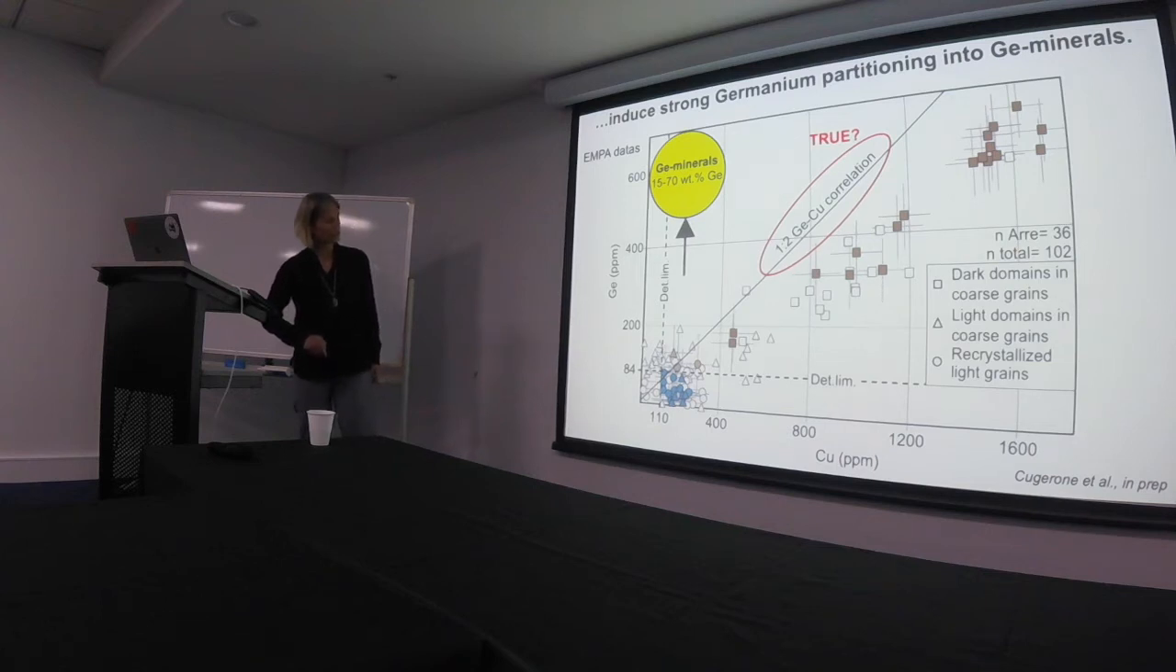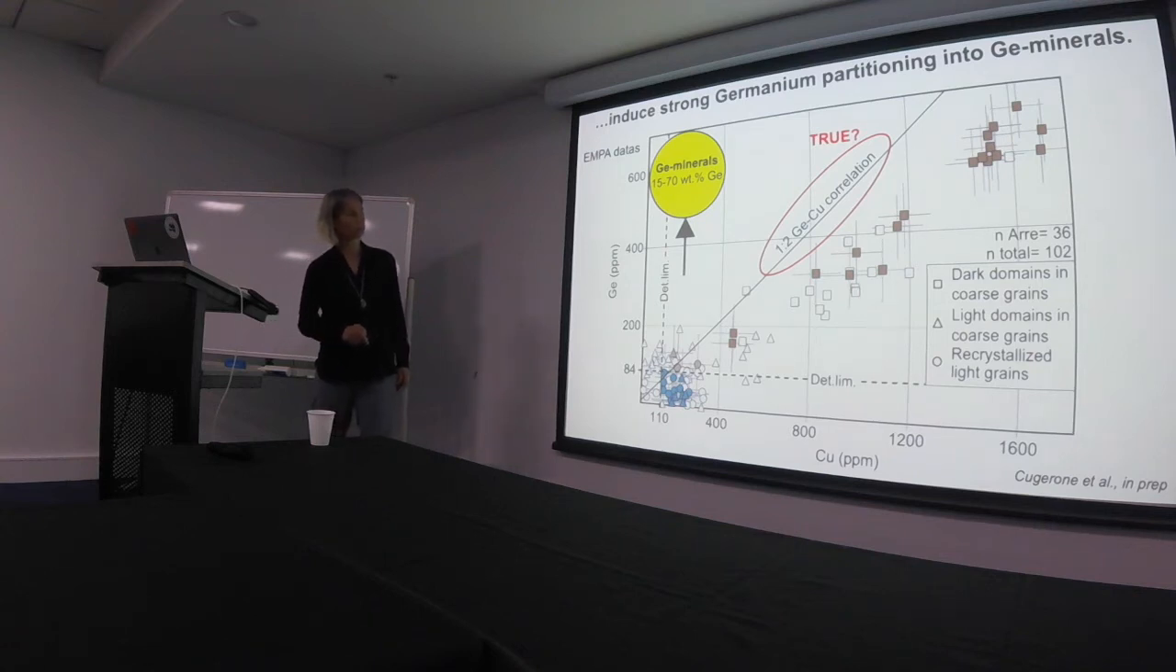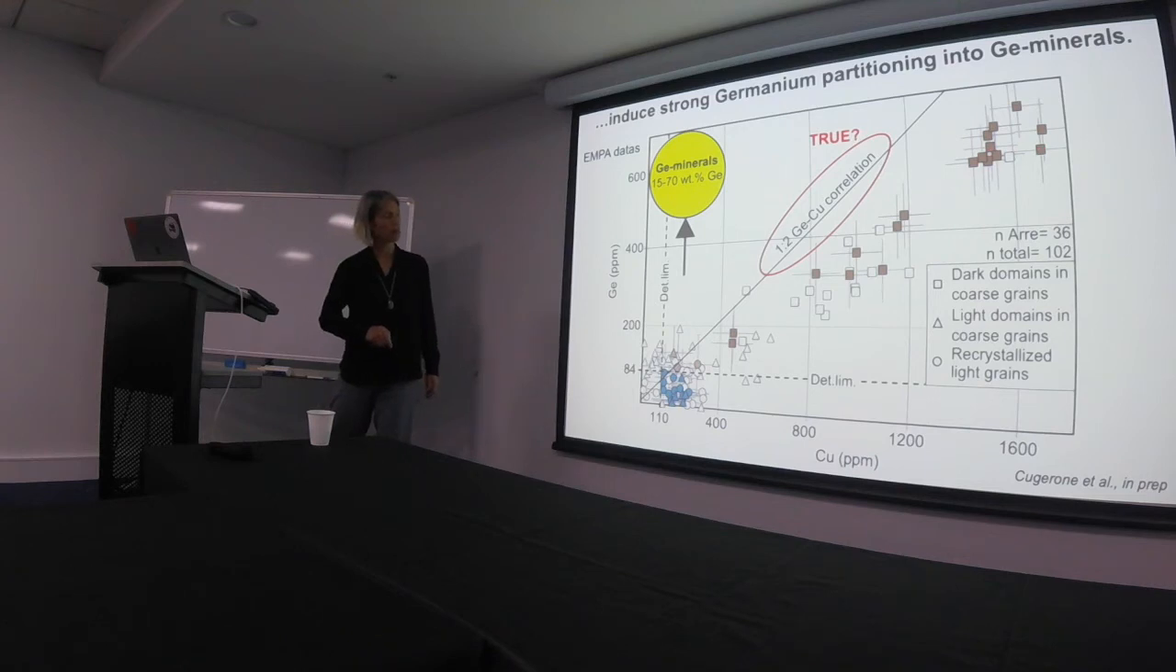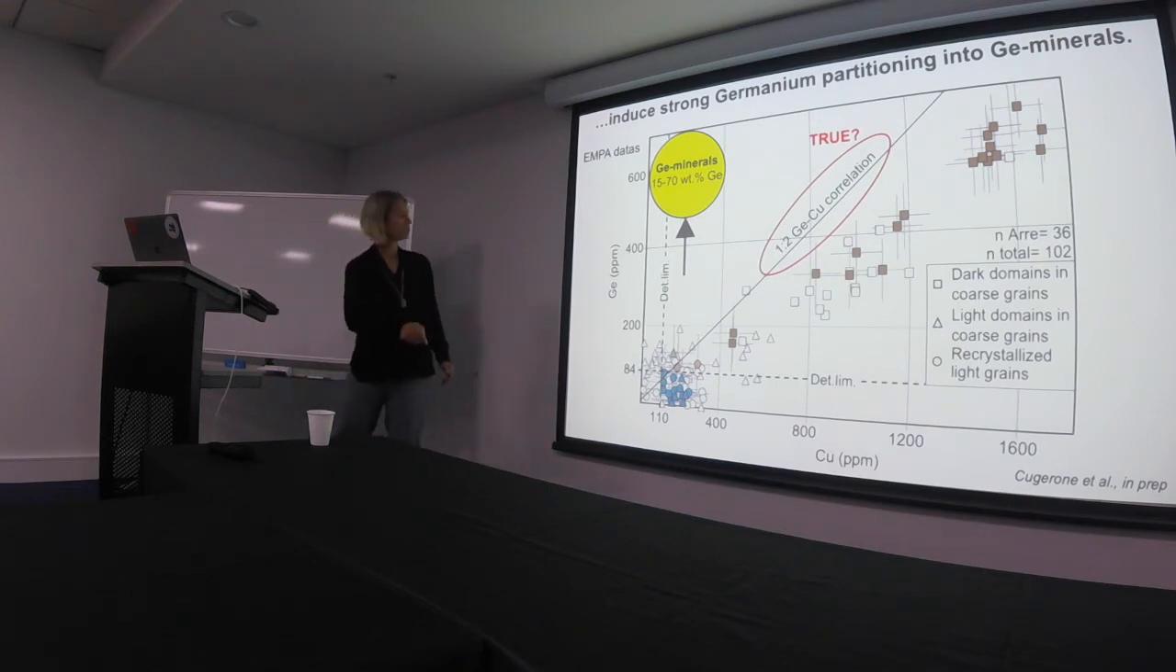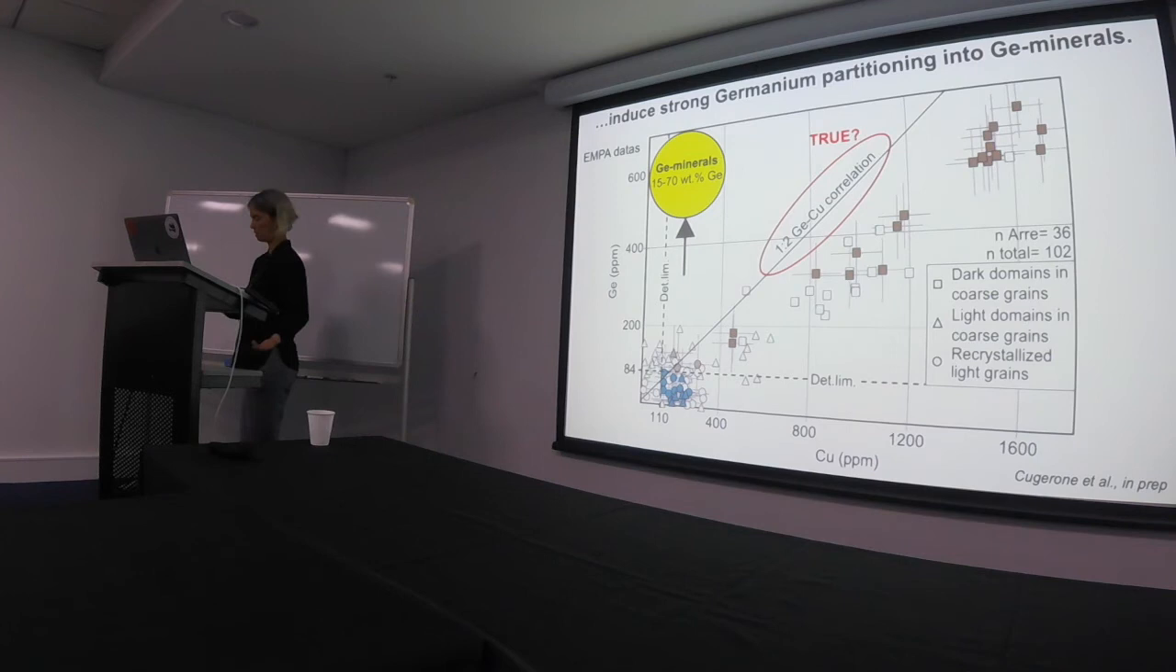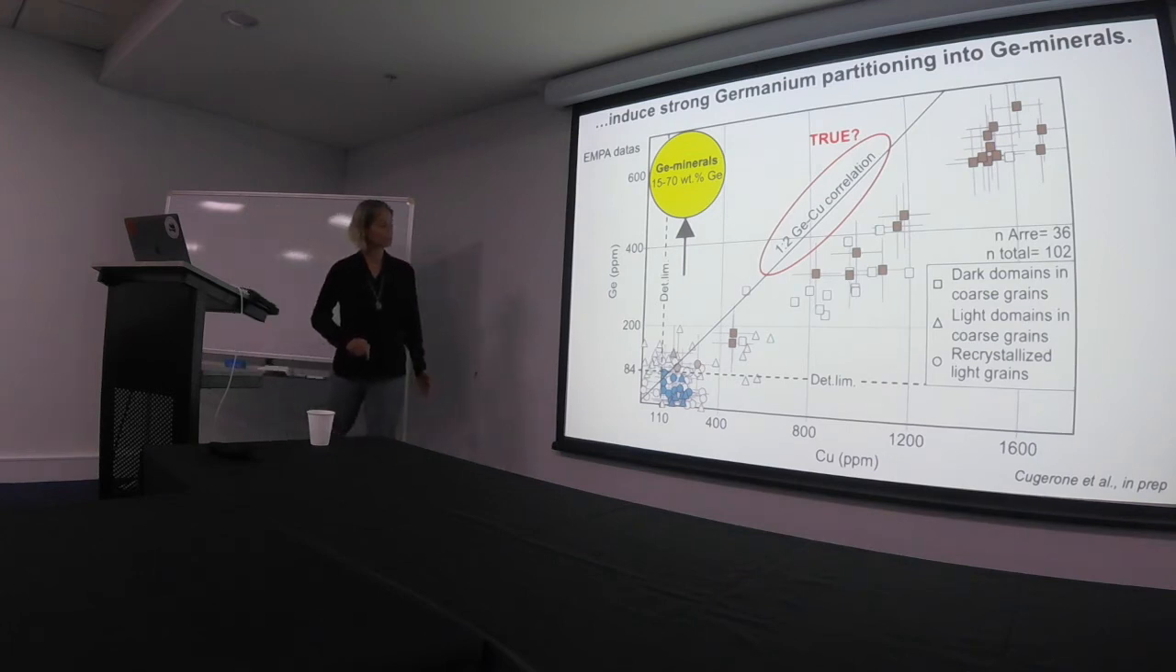It shows that in this correlation diagram, these brownish spots here and the white ones are analyses that have been made in parent sphalerite grains. And concentration ranges from a few hundred ppm to 600 ppm. So this is the concentration range of the parent sphalerite grain. When we have analyzed a recrystallized grain, down on the bottom of the diagram, it's below detection limit.